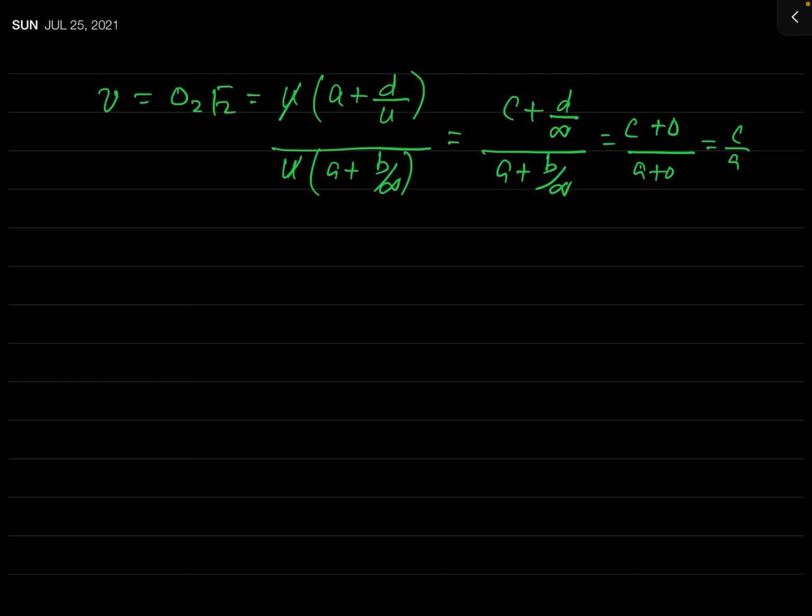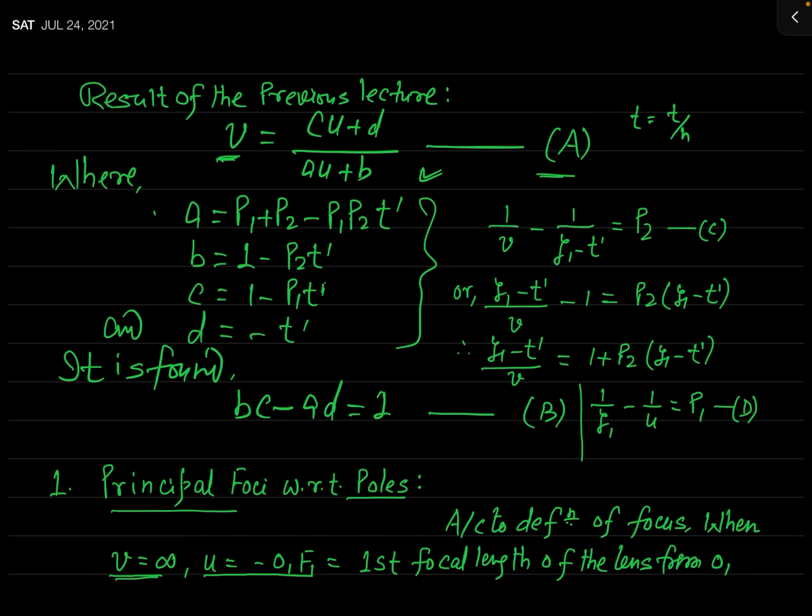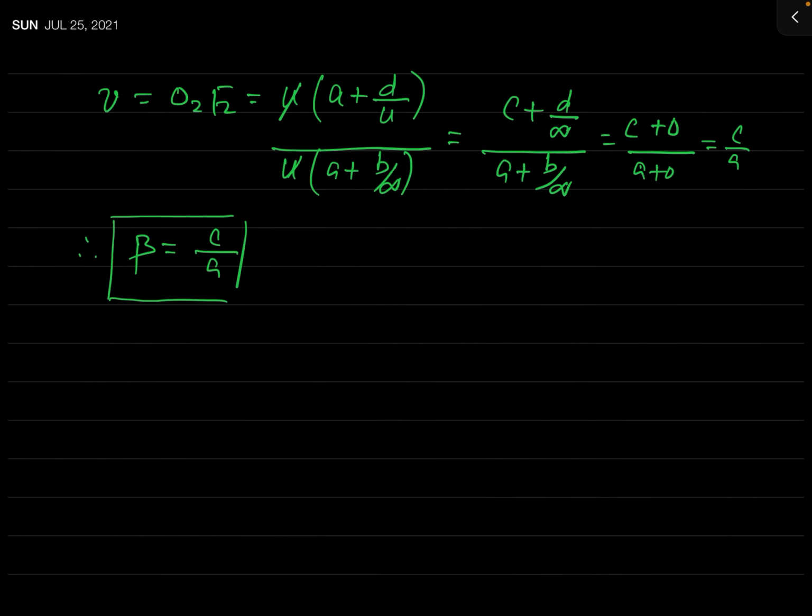So if you denote the second focal length by the symbol beta, you can see this beta will be equal to c by a. And what are the values of a, b, c and d? You can see we have already defined them earlier. So in this way, you get the expressions for the principal foci with respect to the poles.